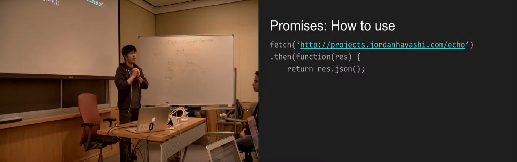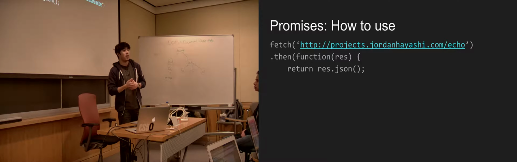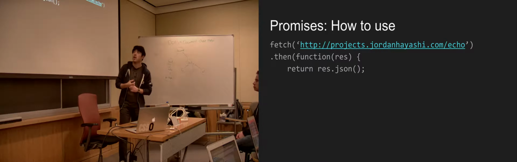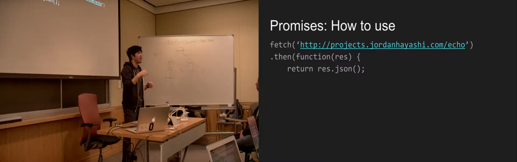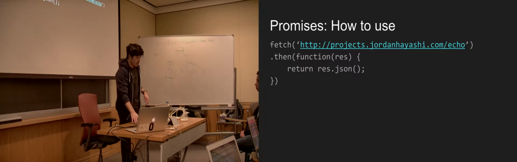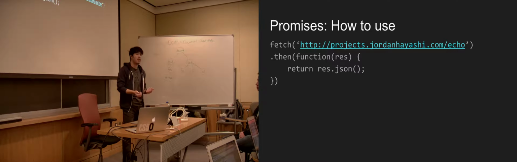It returns res.json. So res.json, if you look into the documentation, is another promise, and that just converts the response into pure JSON, into a JavaScript object. Because if it's a very large request, it'll be streaming over, and you might not have the whole thing instantly. And so res.json means turn the response into the actual JSON. And so that is the then clause.